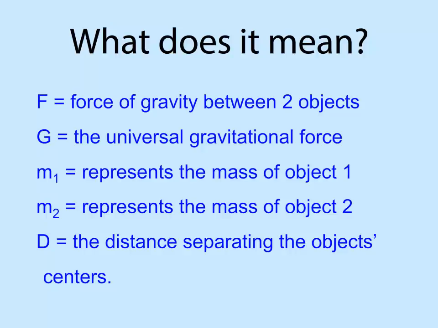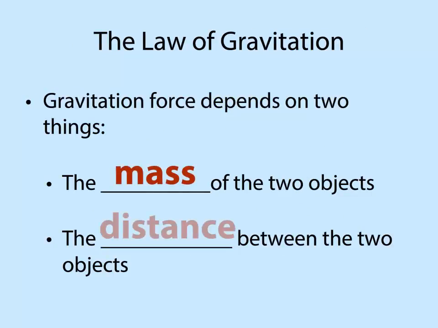This isn't the perimeter of the objects that we would measure. We would measure from the very dead center of each object. That would be the distance squared that we would divide everything by in order to finally solve for F, which is again the force of gravity between those two objects. So the gravitational force depends on two things: the mass of the two objects and the distance between the two objects.